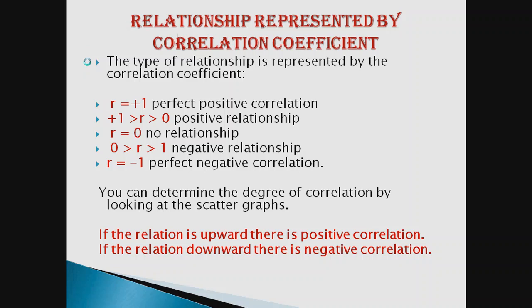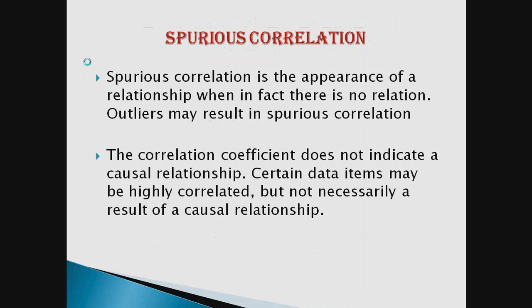If a relationship is upward, there is a positive correlation. If the relationship is downward, there is a negative correlation. Now, spurious correlation. Spurious correlation is the appearance of a relationship when in fact there is no relation.